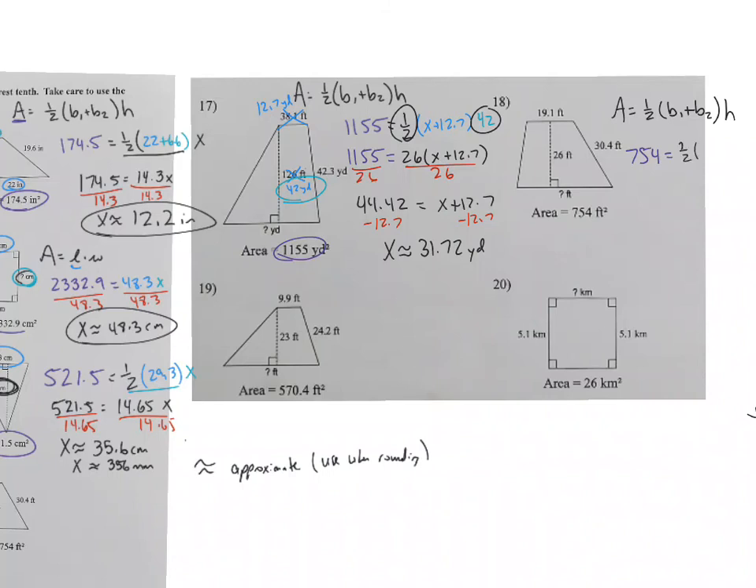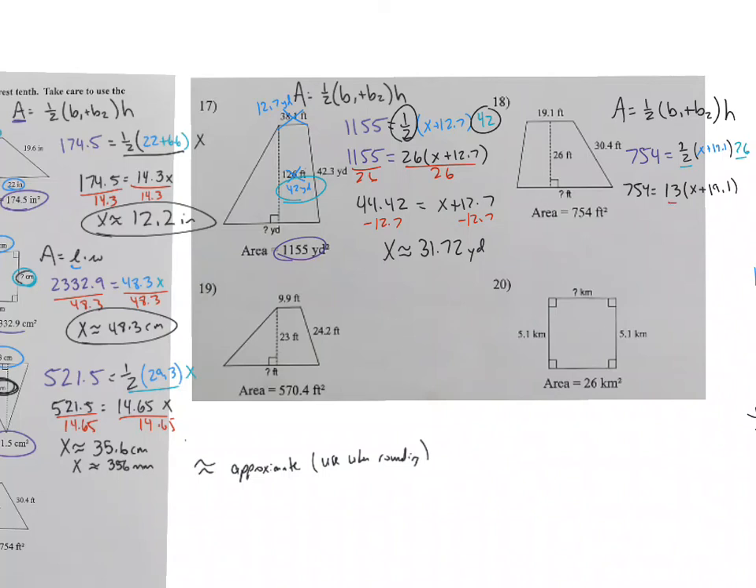1/2. We don't know the first base, so we're going to call it x. We know the second base is 19.1. And we know the height is 26. So once again, I'm going to do the 1/2 and those numbers first. 1/2 of 26. So I have 754 equals 13 times x plus 19.1.